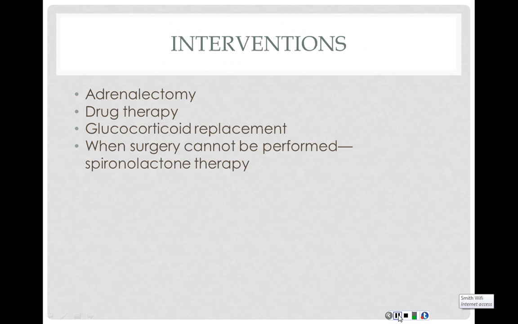Other things that can be done for this disorder is adrenalectomy, drug therapy, definitely with glucocorticoid replacement. When surgery cannot be performed, again, the person is going to be started on spironolactone therapy.